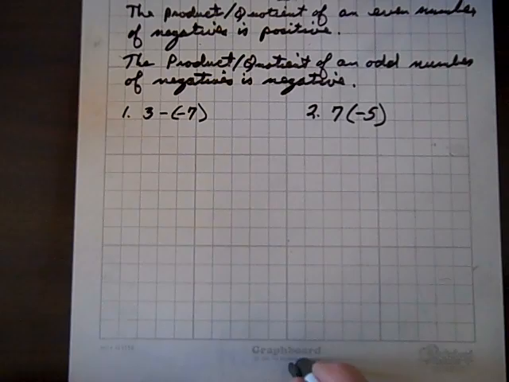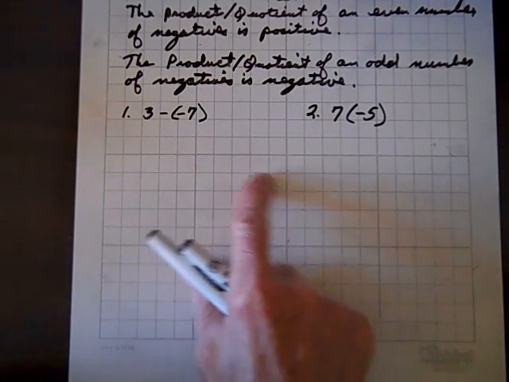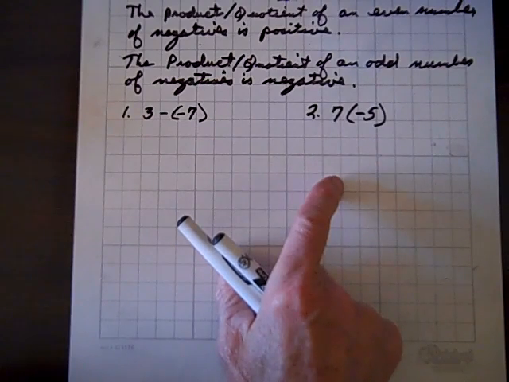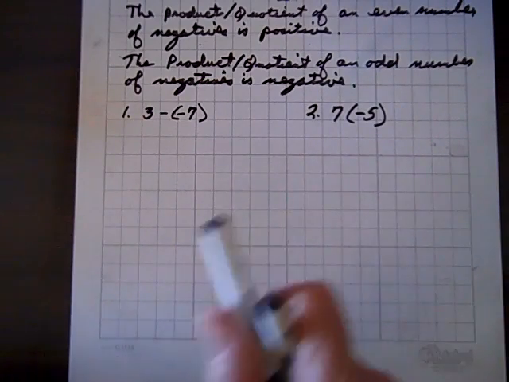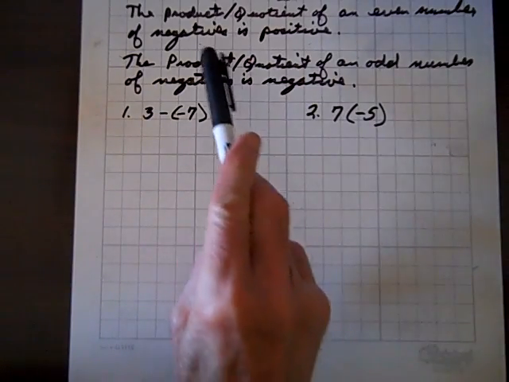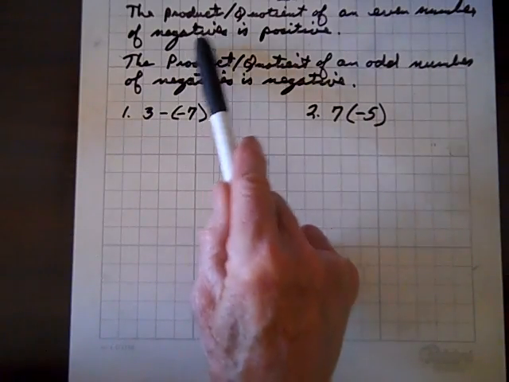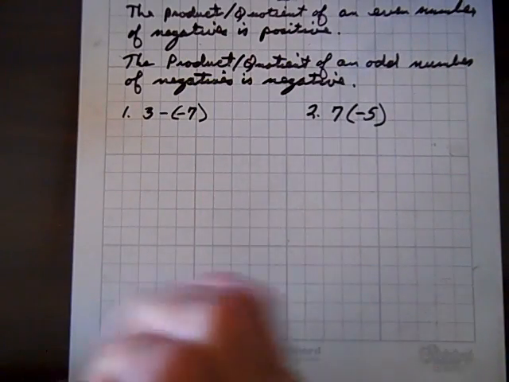Well, this is several problems. We're going to do several problems from section 0.1. But before we start those, there's two things to keep in mind. The product or quotient of an even number of negatives is positive.